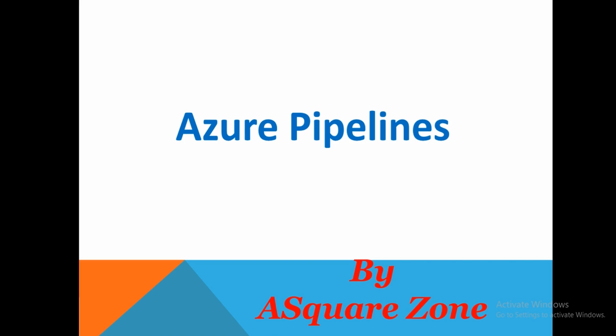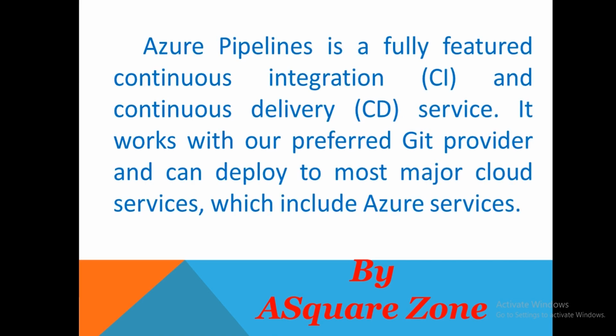And here, Azure Pipelines combines continuous integration and continuous delivery, that is CI/CD, to constantly and consistently test and build your code and ship it to any target. Azure Pipelines is a fully featured continuous integration and continuous delivery service. It works with your preferred Git provider and can deploy to most major cloud services, which include Azure services.